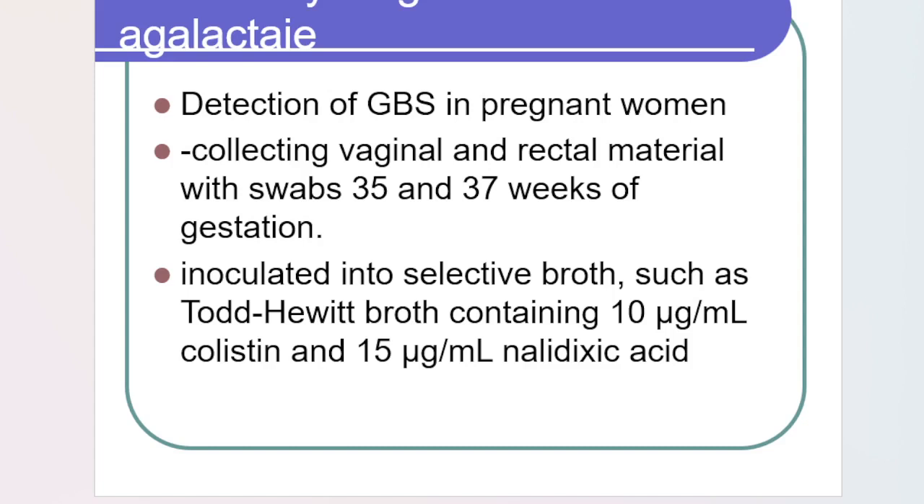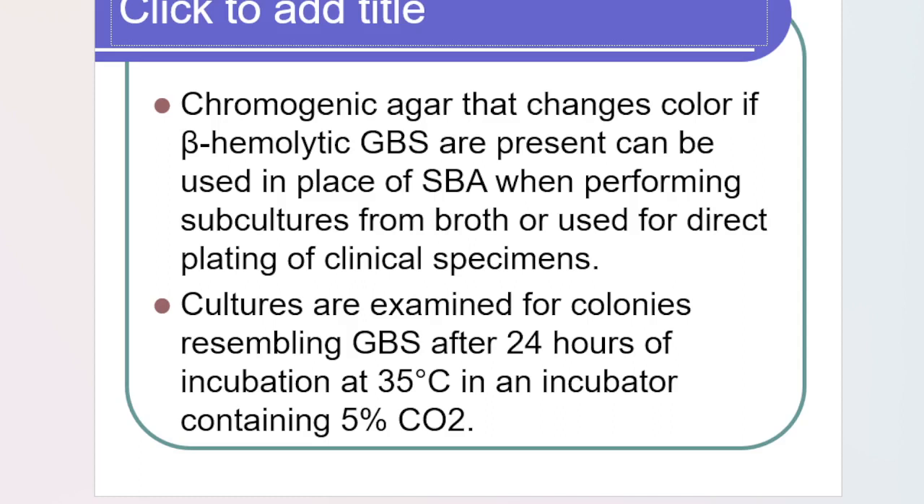So, according to CLSI, in the detection of GBS in pregnant women, this is recommended: collecting vaginal and rectal material within 35 to 37 weeks ng gestation. So, malapit ng manganak yan. So, the swab should be inoculated in selective broth kagaya ng Todd-Hewitt containing pwedeng colistin or nalidixic acid. Another is chromogenic agar that enhances the color of beta hemolysis ng group B, and if present, can be used in place of the SBA.